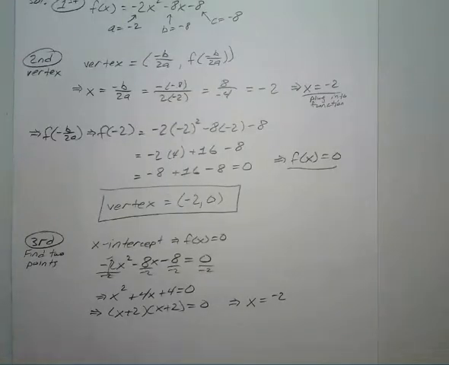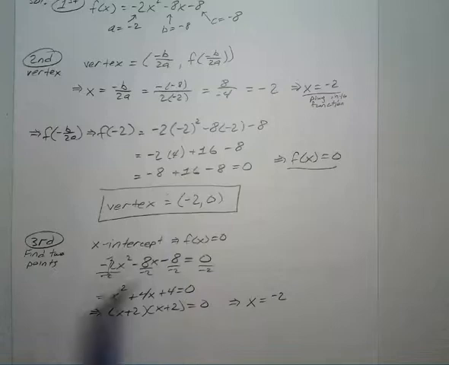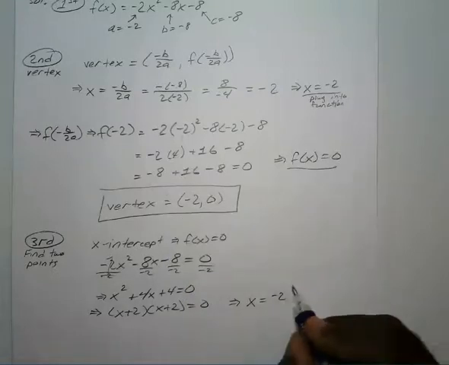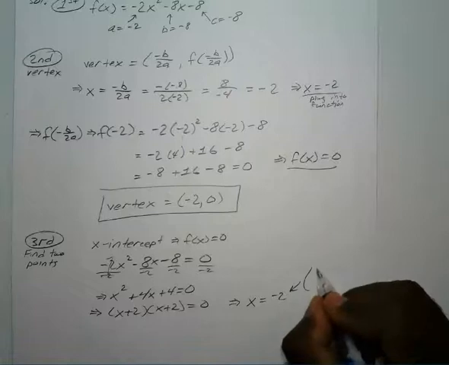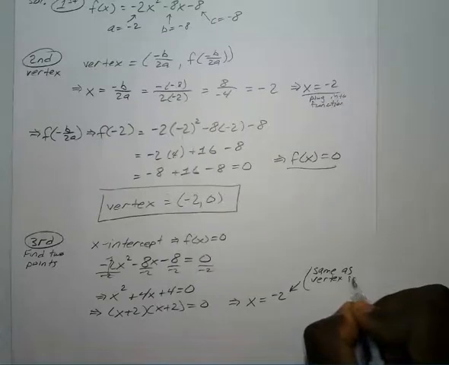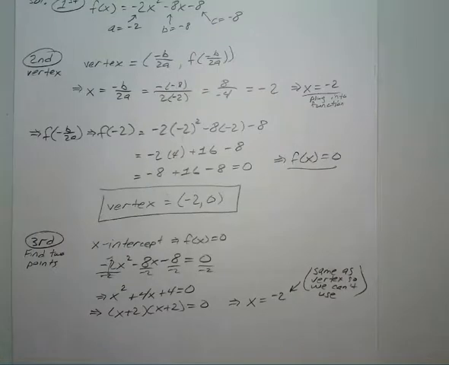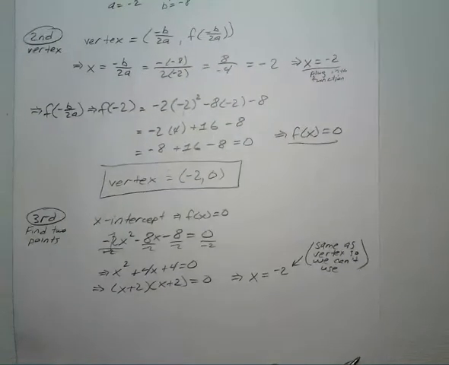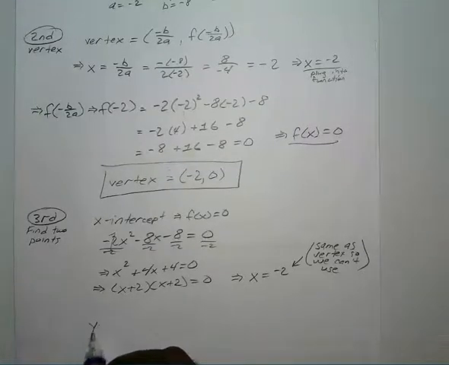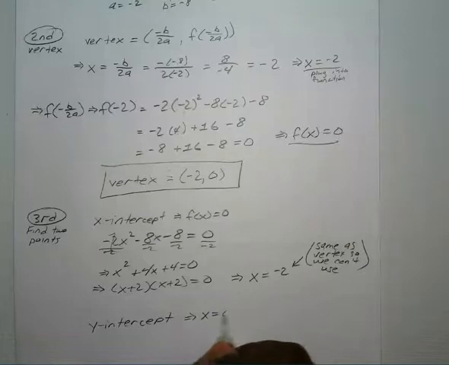Now unfortunately, whenever you end up with the same x value as your vertex, you have to pick a different point. So same as vertex, so we can't use it, which means we just pick another x value. Now for your y, you can use your y-intercept, as long as it doesn't turn out to be the same as your vertex. So for your y-intercept, you just make x equals 0.